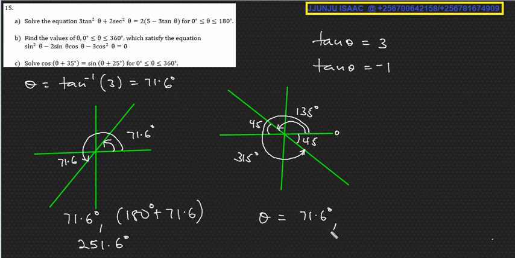Other angles will be out of the range, so theta will be 71.6 degrees. We also have 135 degrees. We also have 251.6 degrees and 315 degrees. So this is the solution set. Okay, that's how we do such numbers. Hope you are getting it.